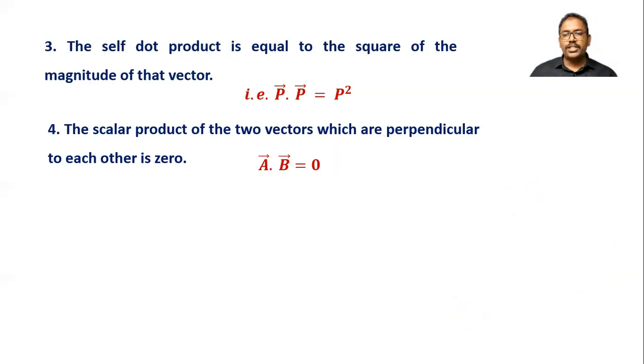Or the question may ask to check whether two vectors are perpendicular or not. So if it is 0, then they are perpendicular. Not 0 means they are not perpendicular.